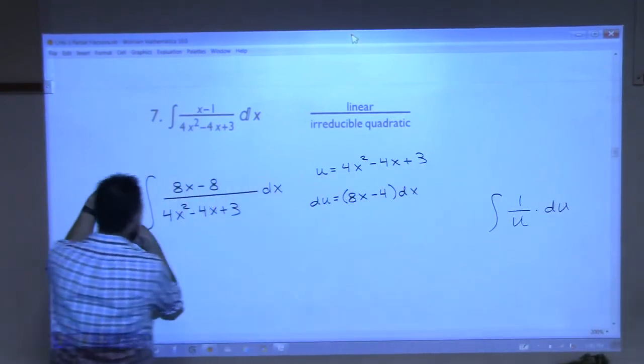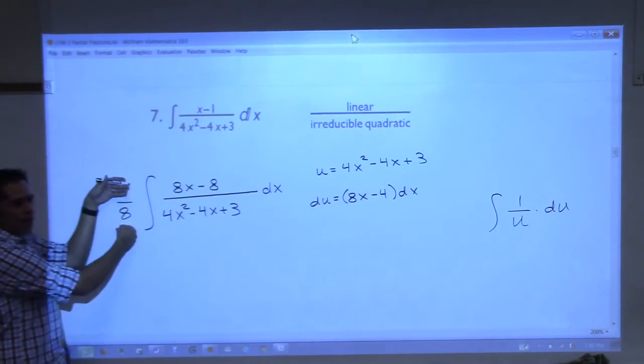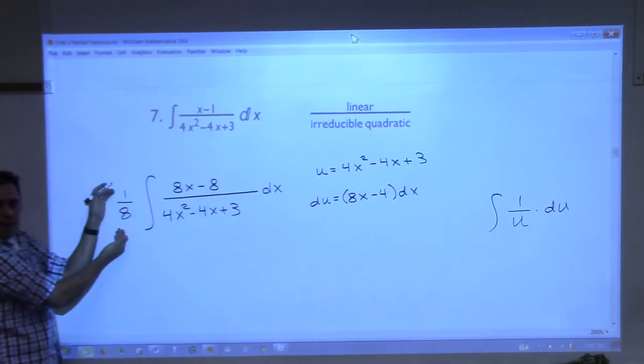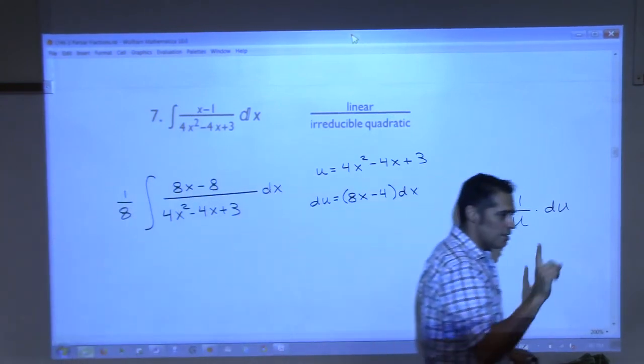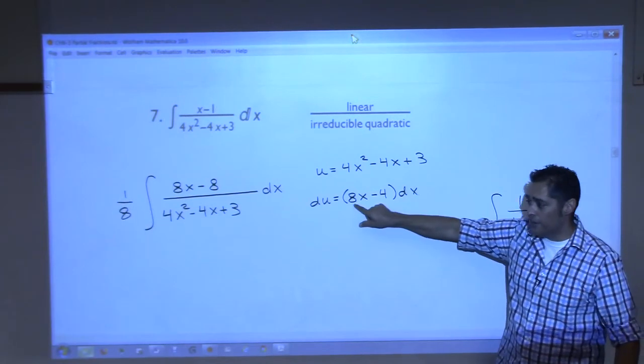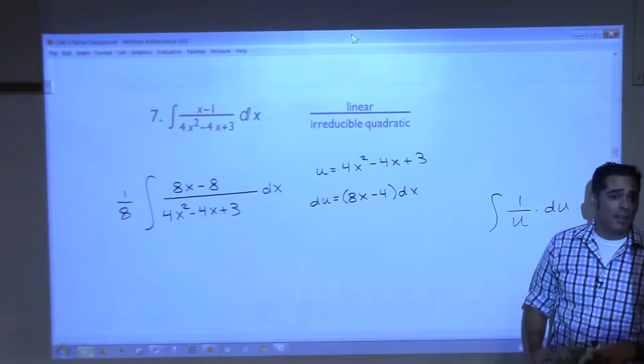So if I would have put an 8 over 8 out here, it would be 1, right? And if I pass this 8 through and keep this 1/8 out here, this is right, yes? Yes. Okay. That's the first step. I tried to get the 8 first. Now I'm going to get the minus 4.